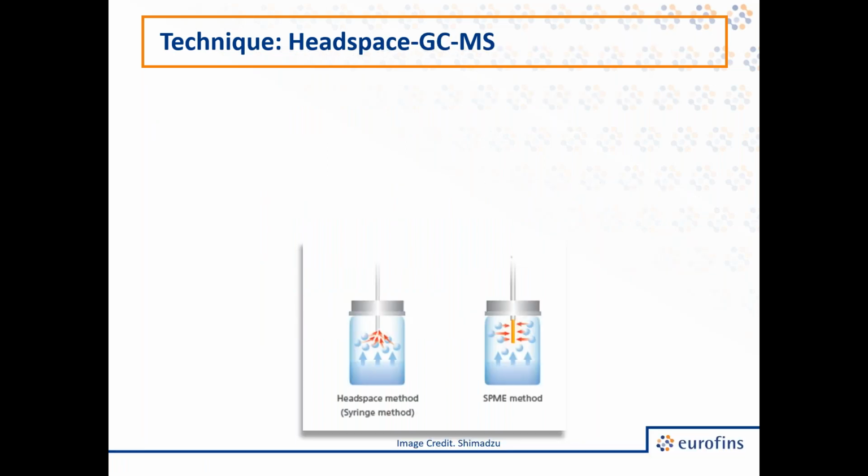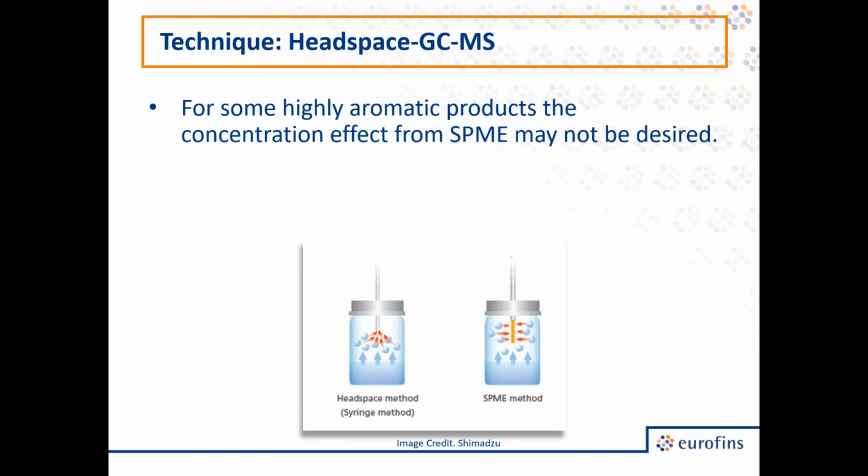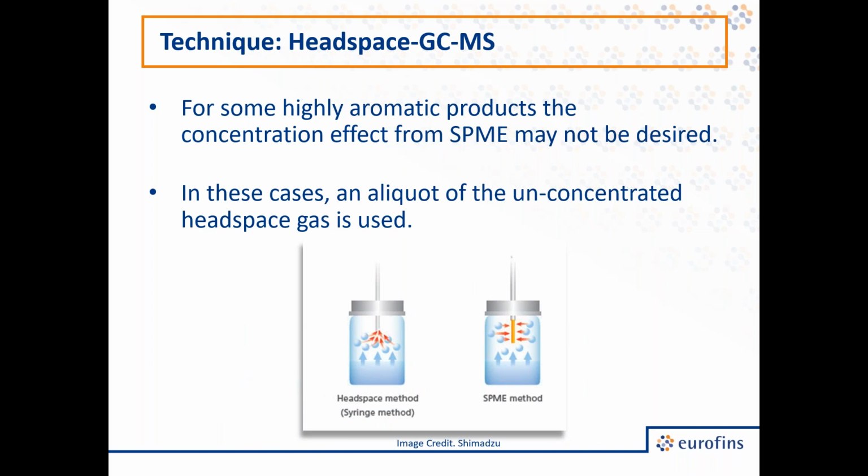In addition to SPME, there's a number of other approaches for our GC-MS analysis. Another common approach we can employ is known as Headspace-GC-MS. Headspace-GC-MS is useful for highly aromatic products where the concentration effect from SPME may not be desired. Some products that have a very strong aroma might show too much concentration with SPME and overwhelm the system, resulting in poor separation and identification. In these cases, instead we would use Headspace-GC-MS, where we sample an aliquot of the unconcentrated headspace gas.